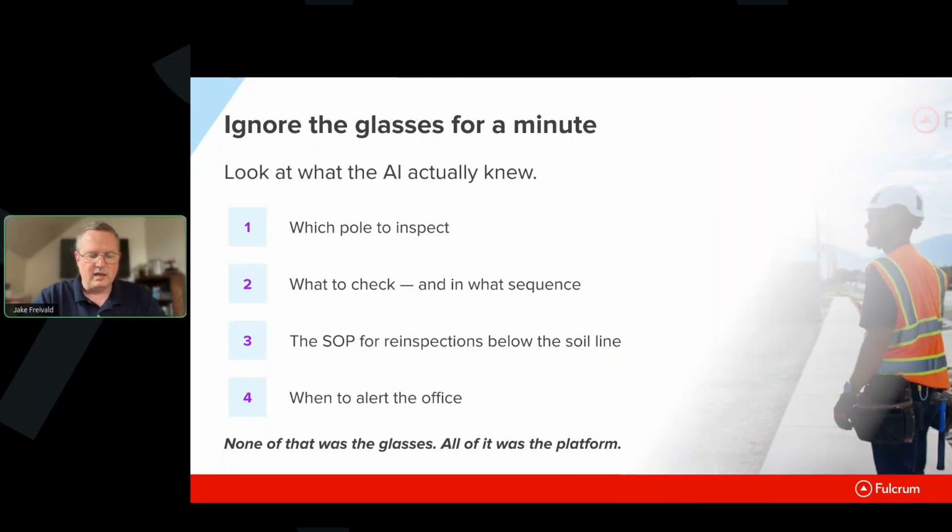And I think the things that we've been discussing so far are actually more important in some ways than the AI. The AI depends on the things that were in the video that were related to what the platform knew, not the things that AI could do. In other words, platform is prerequisite to AI. So, for example, the AI knew which pole to inspect.